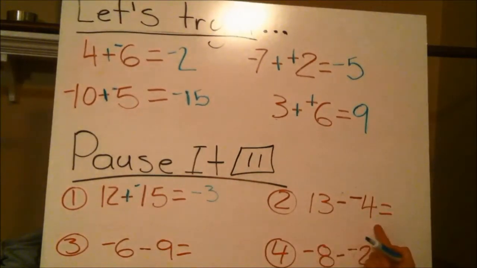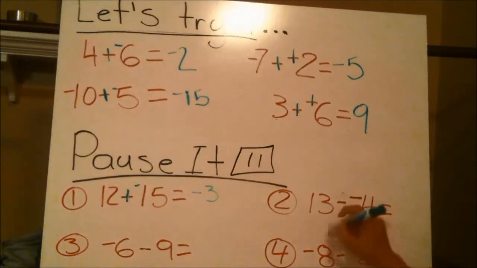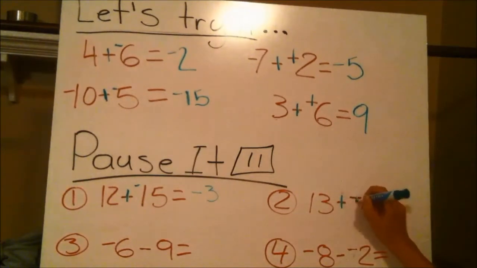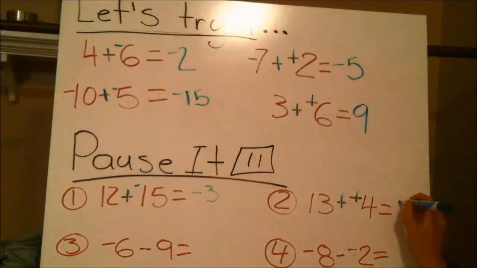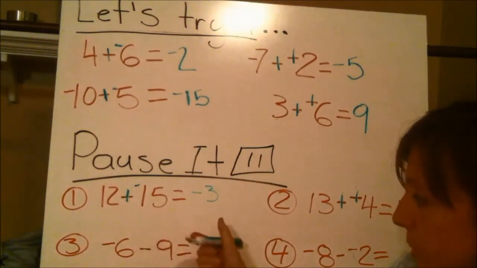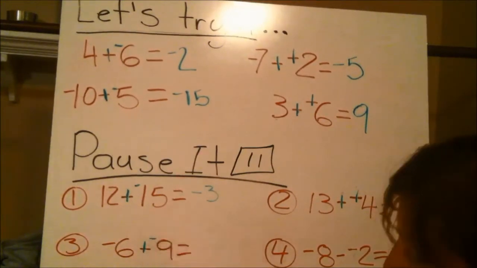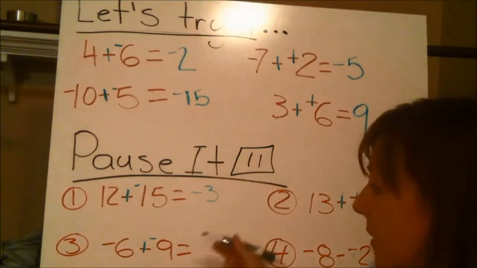13 minus a -4. Remember that when you have two negatives, you have to stay, switch, switch. 13 plus a +4. 17. Here, we have -6 minus 9, stay, negative 6, switch, subtraction to addition, switch, positive 9 to a negative. Negative 6 plus a negative 9 is negative 15.